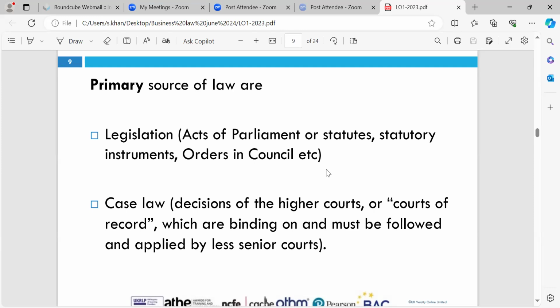Legislation is the next one. So statutes that are enacted by Parliament are legislation, which are acts of Parliament, orders in council, and can be statutory instruments as well. So these are important in regards to identifying what the elements are that can be used.